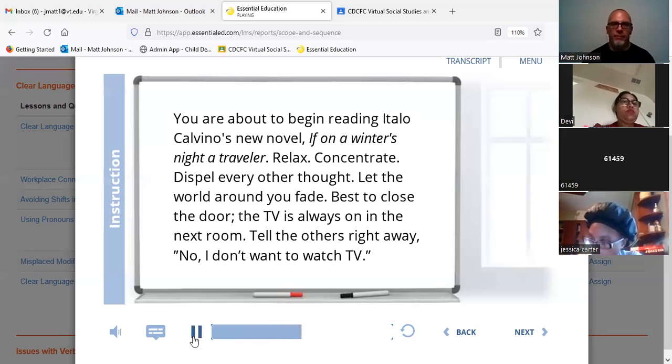You're about to begin reading Italo Calvino's new novel, If on a Winter's Night, a Traveler. Relax. Concentrate. Dispel every other thought. Let the world around you fade. Best to close the door. The TV is always on in the next room. Tell the others right away. No, I don't want to watch TV.